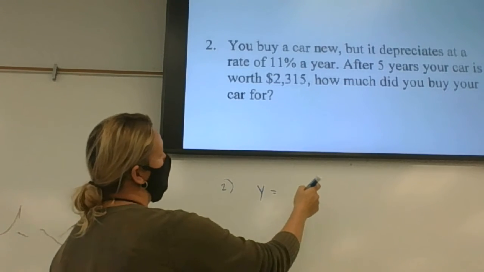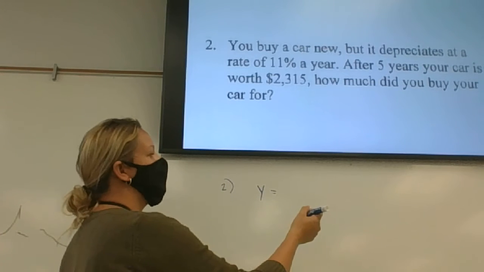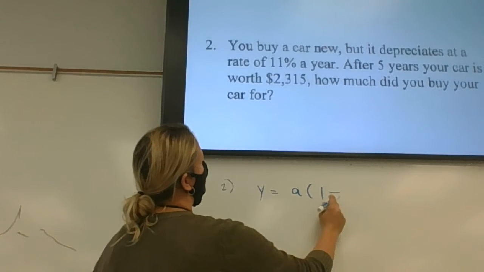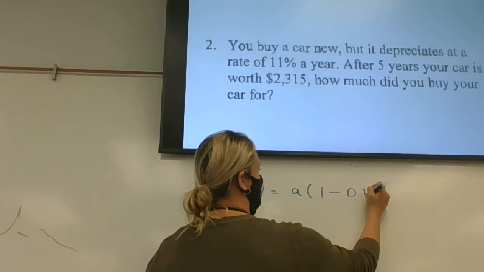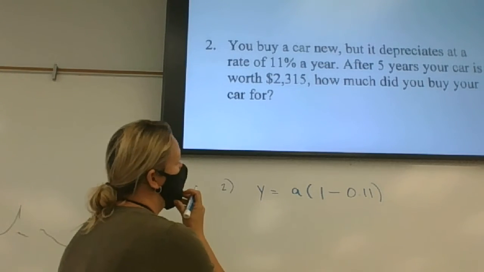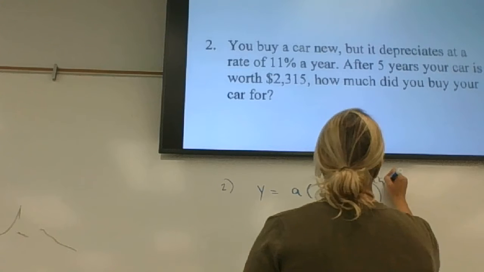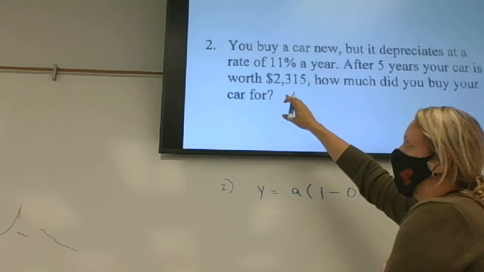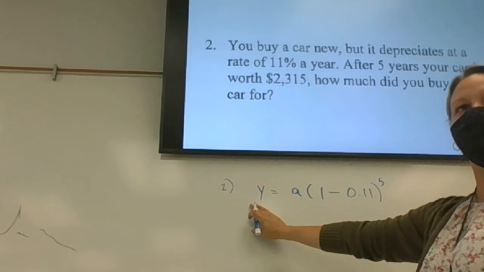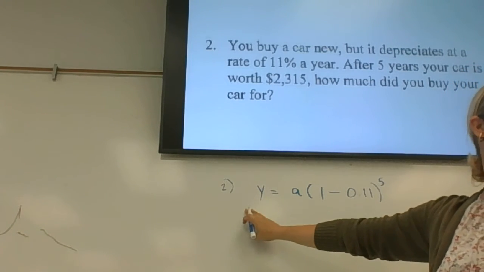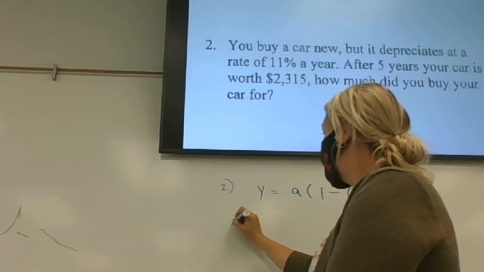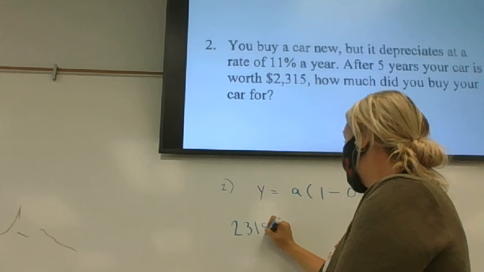Okay, I have a new car. It doesn't tell me how much my new car is worth. It's depreciating, so I use a minus sign, 11% each year. I'm going to have it for 5 years. After 5 years, my car is worth $2,315. So this is my end amount. This number should be plugged in for Y. It's not my initial amount. That's after time what my car is worth.